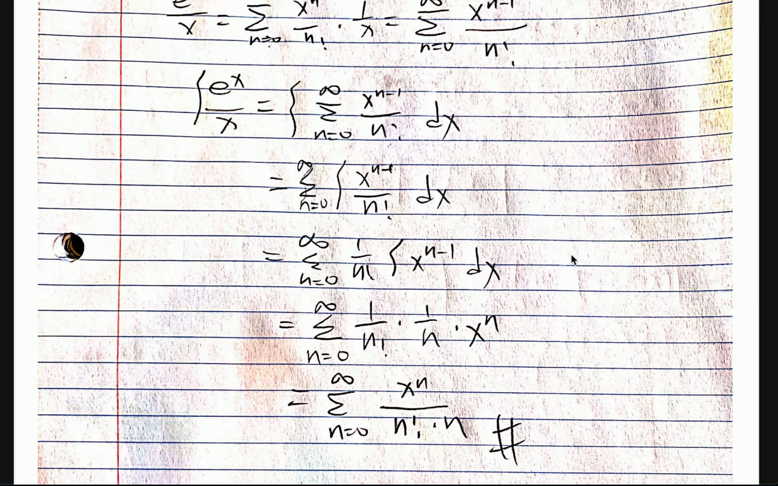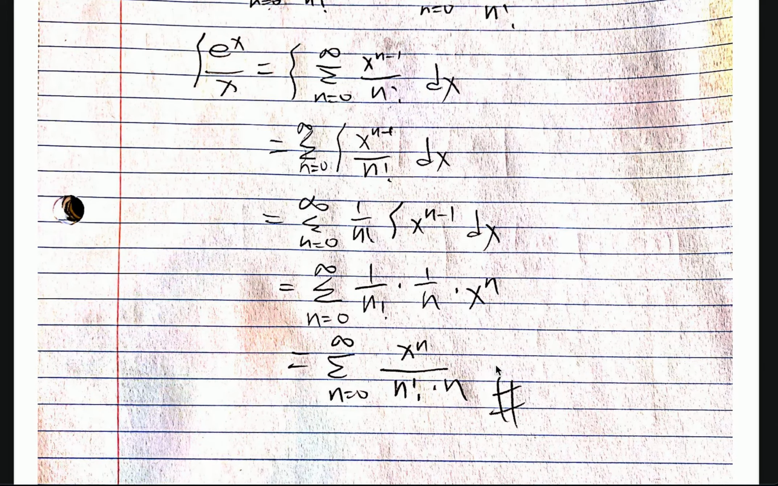So now we got the sum from n equals 0 to infinity of 1 over n factorial times 1 over n times x to the power of n. So finally, we got the sum from n equals 0 to infinity of x to the power of n over n factorial times n.